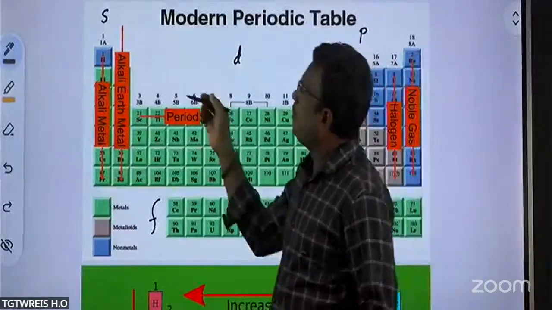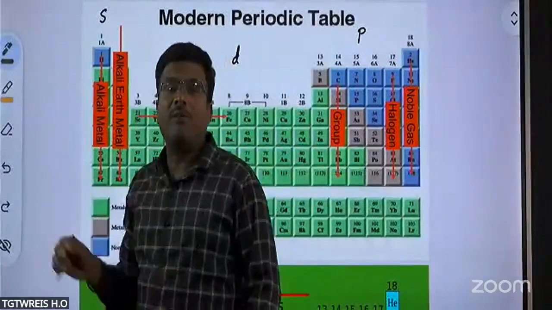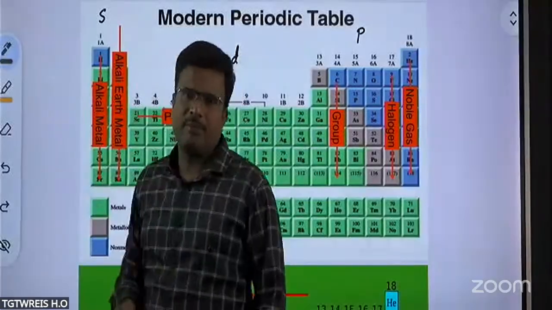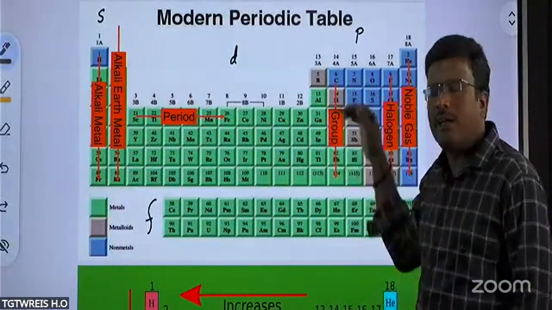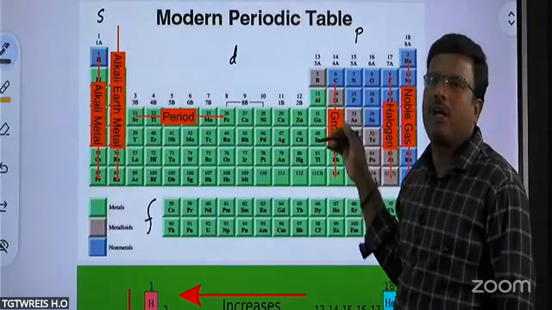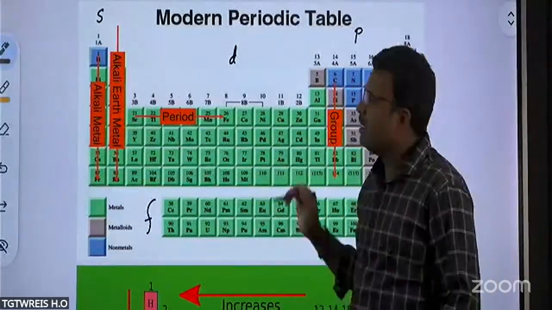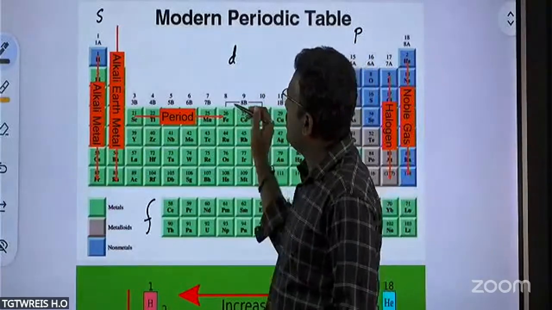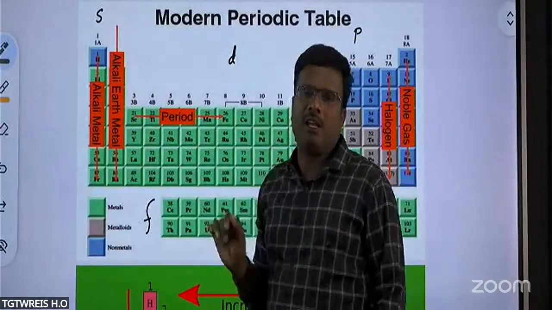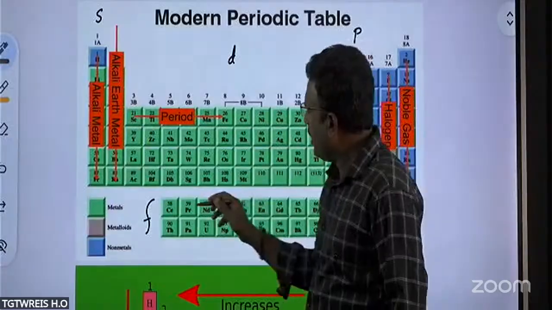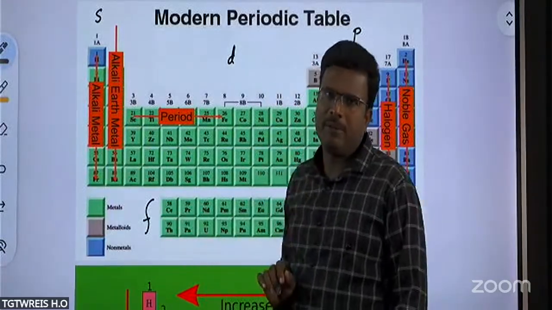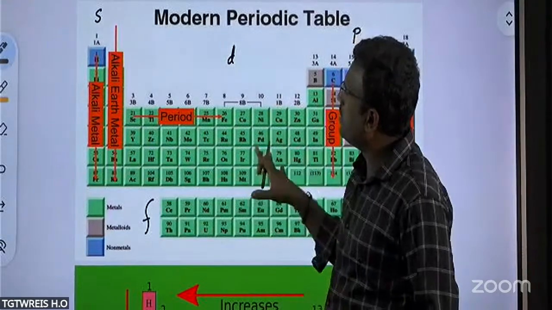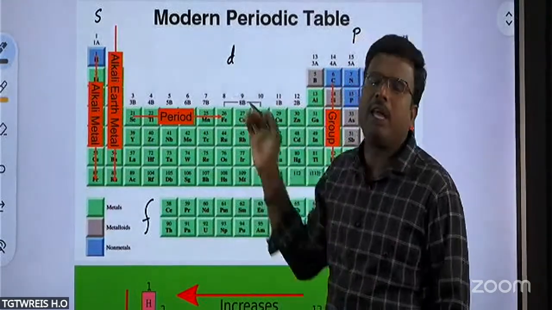The s block is completely filled with metals, and the p block has metalloids, some non-metals and some metals also. The next one, the d block, is completely filled with the transition elements. Finally, the f block is filled with lanthanides and actinides. These four blocks were completely explained in the previous class.